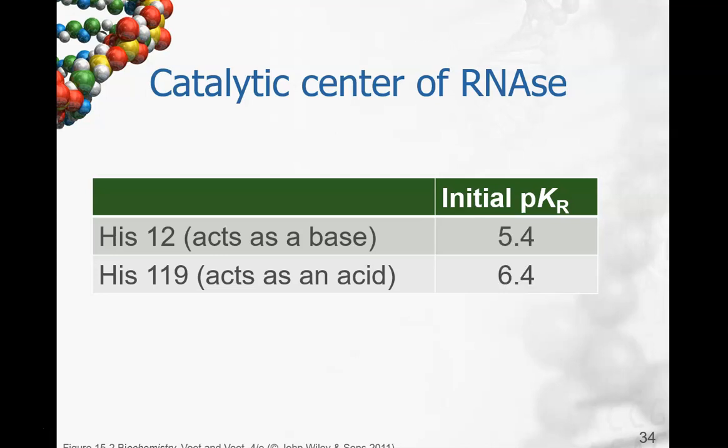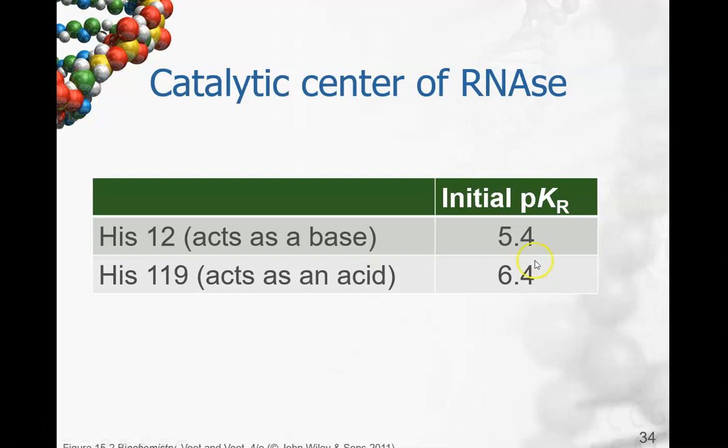So the histidine 12, its initial pKa is 5.4. It's less than the pH optimum, which we said was 6. So the pH optimum is 6 because 6 is greater than 5.4, so that means the histidine 12 was unprotonated. If you go back and look at the mechanism, the first step is the histidine 12 acts as a base and accepts a proton. So it has to not have a proton to start with, otherwise it wouldn't be able to accept that proton. Whereas histidine 119 acts as an acid, so it has to have a proton to donate.